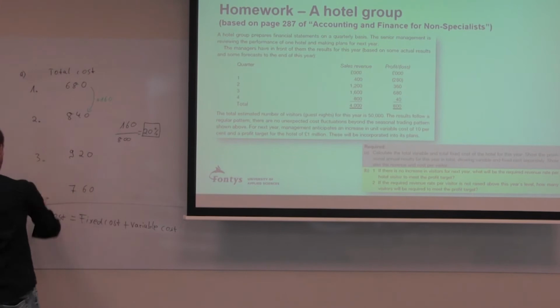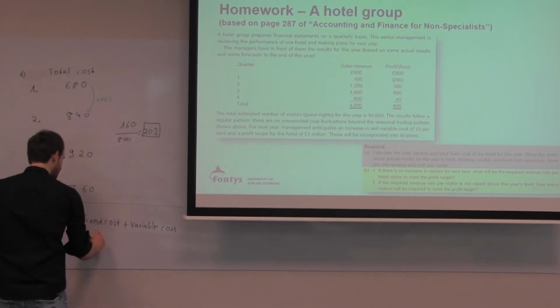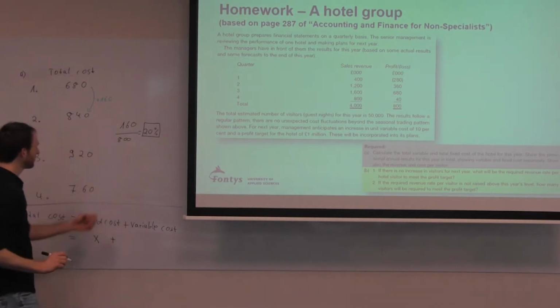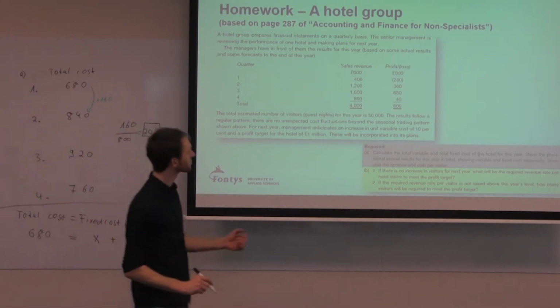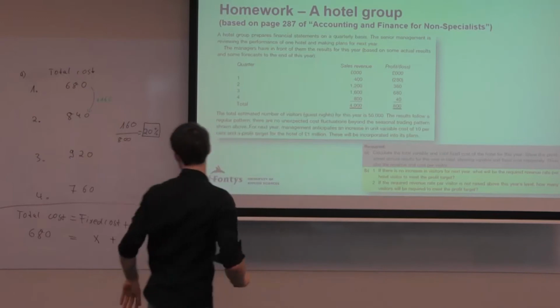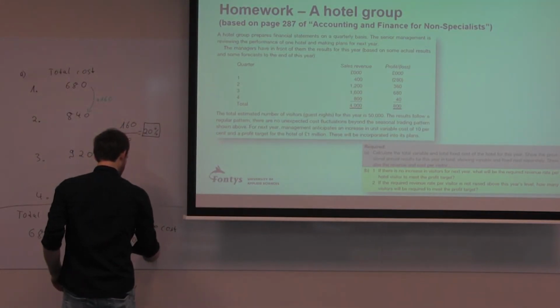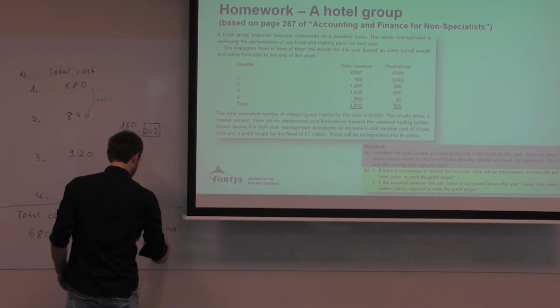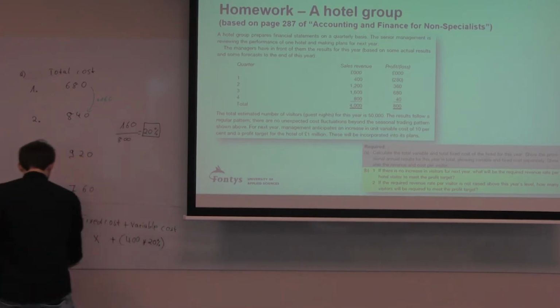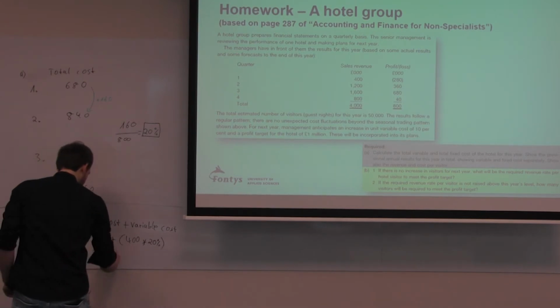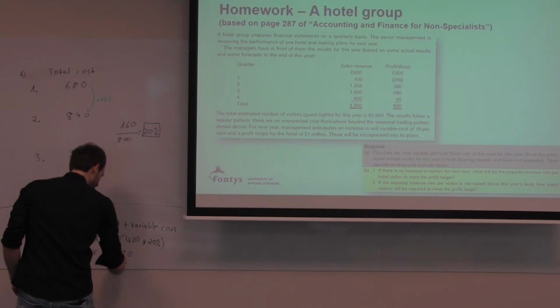So total costs are, let's take the first quarter, 680. We don't have the fixed cost, so that's our variable. I just call it X. And variable cost, we said before, it's 20% of the sales revenue. We know sales revenue has been 400 in the first period. So 400 multiplied with 20%. So this gives us 680 equals X plus 80.